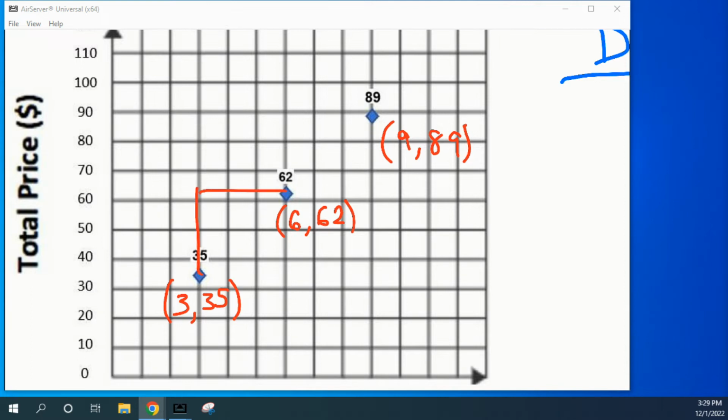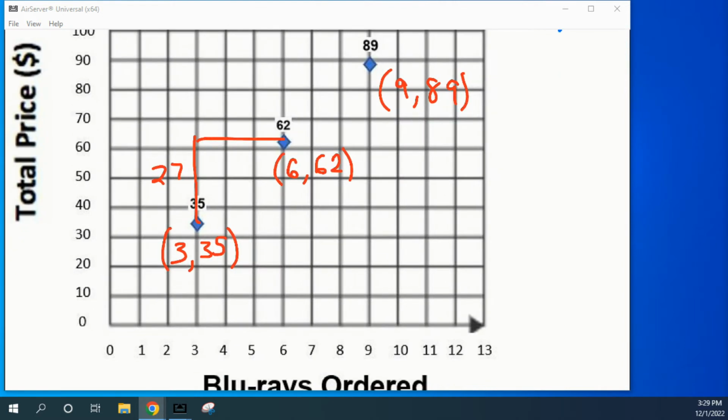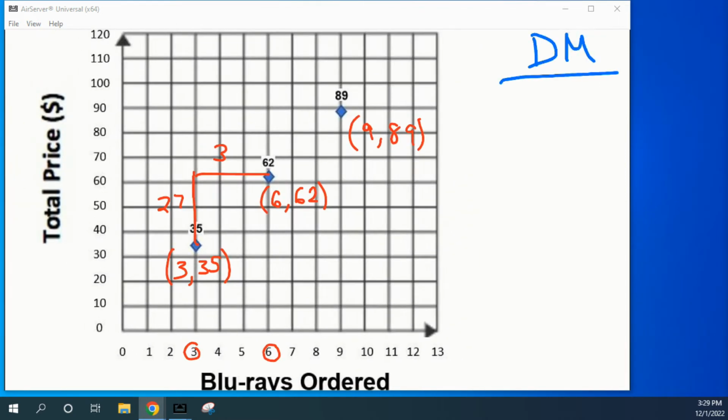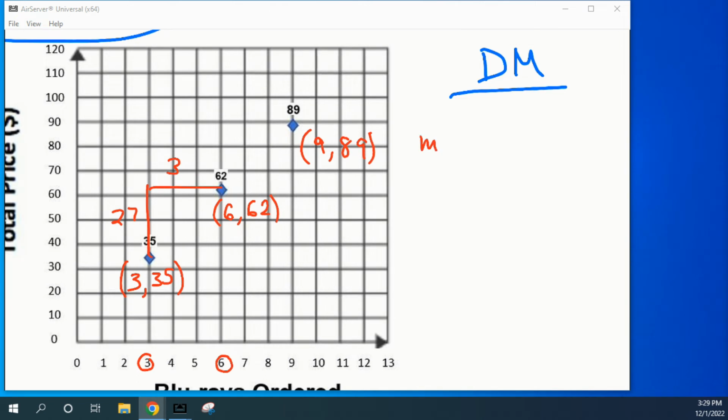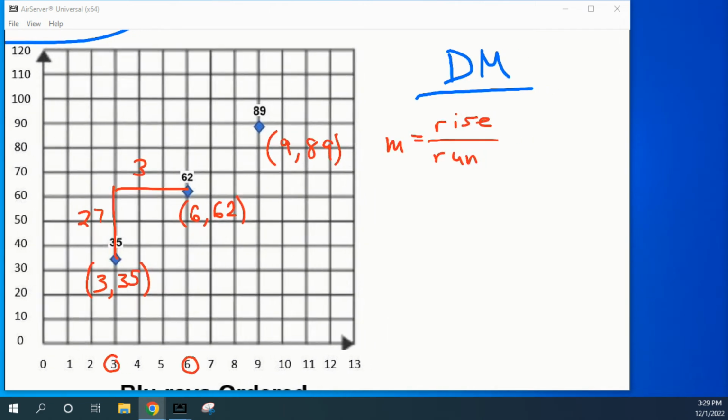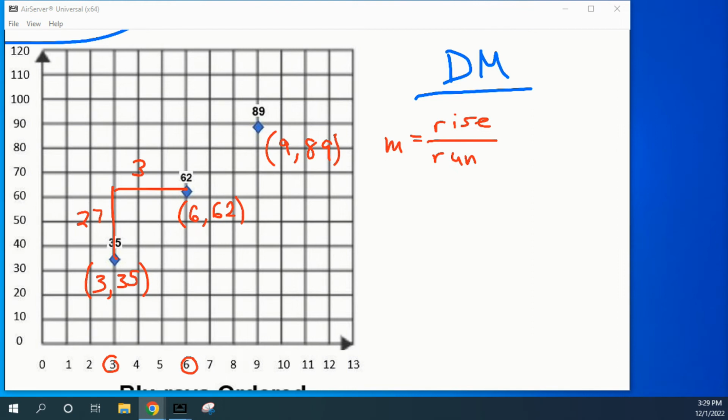So my rise is going to be the difference between 62 and 35, which is 27. And in my run, since I'm going from 3 to 6, my run is just going to be 3. All right. So if I'm looking for my slope, that's the rise over the run, which in this case is 27 over 3, which means that my slope is 9. All right. Now I need to find my y-intercept.